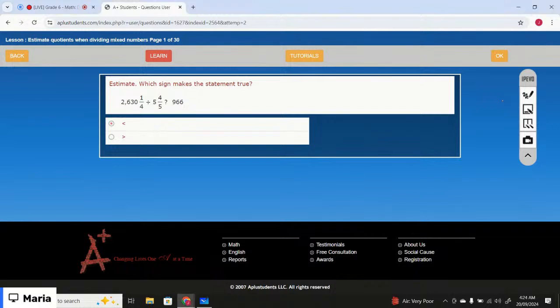2,630 whole 1 by 4 divided by 5 whole 5 by 4 is less than 966. So the correct option is less than. Got it? Okay.